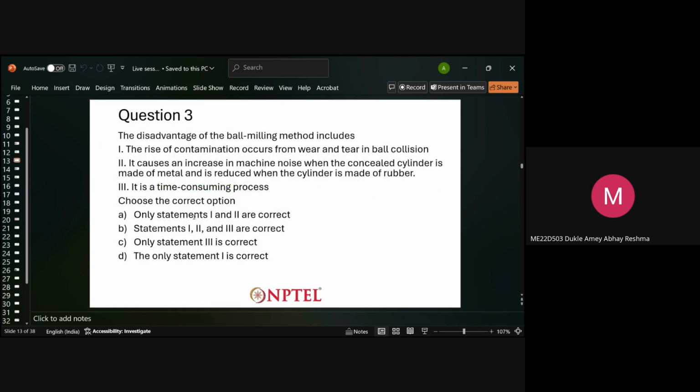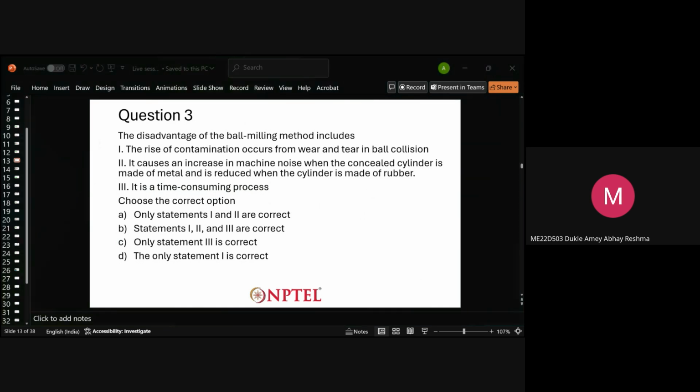So moving to the third question, the disadvantage of ball milling method includes: the rise in contamination occurs from the wear and tear of the ball collision. It causes an increase in the machine noise when the cylinder is made up of metal and is reduced when the cylinder is made up of rubber. It is a time consuming process. Only statement 1 and 2 are correct. Statement 1 and 3. 1, 2 and 3 are correct. Only statement 1 and 3 is correct, or only statement 1 is correct.